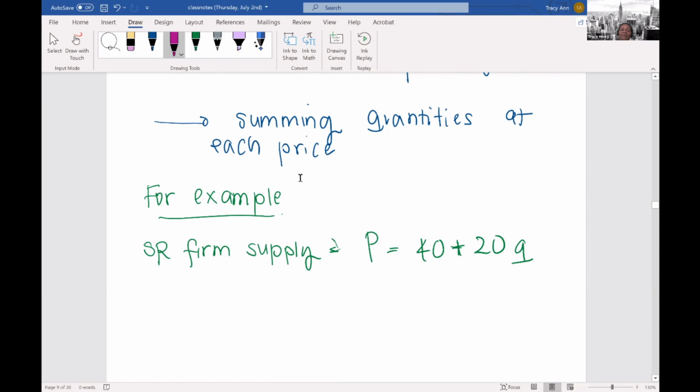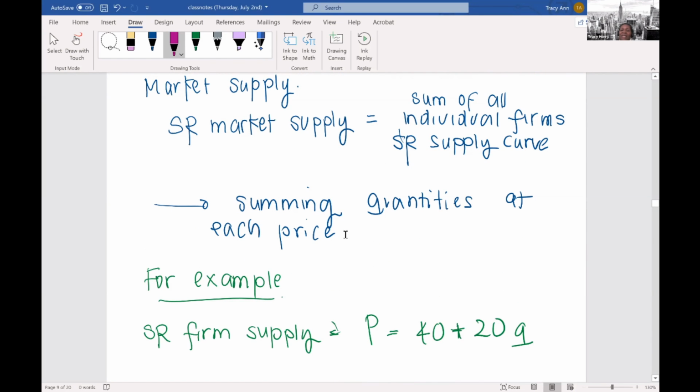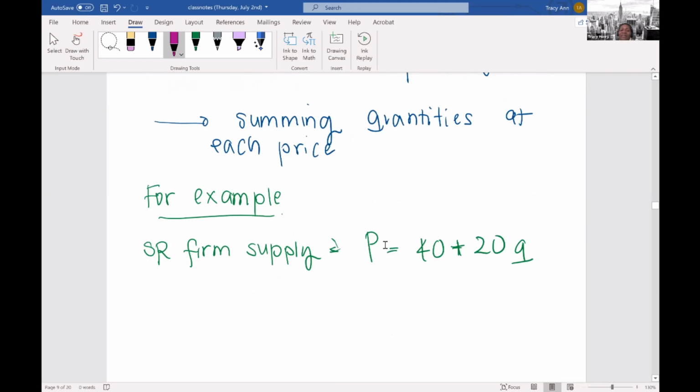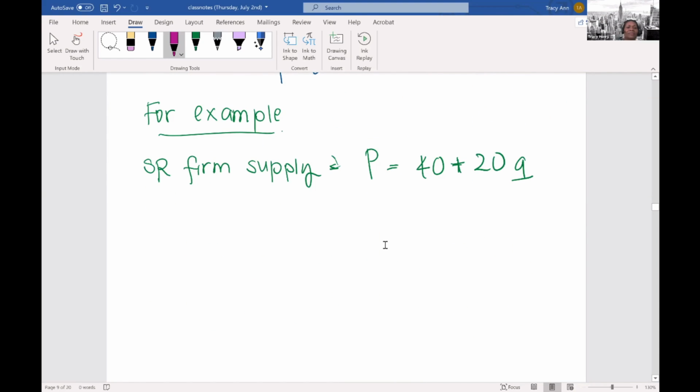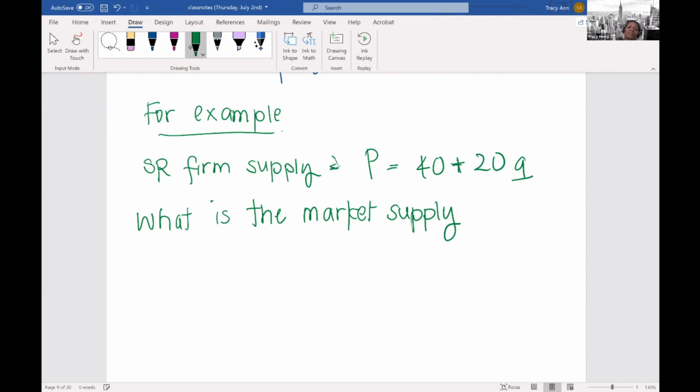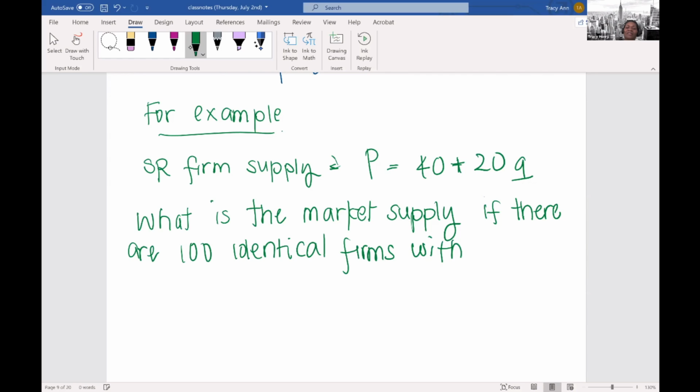But to find the market supply, we have to sum individual quantities, so we have to rewrite this in terms of quantity. What is the market supply curve if there are 100 identical firms with the same cost structure?